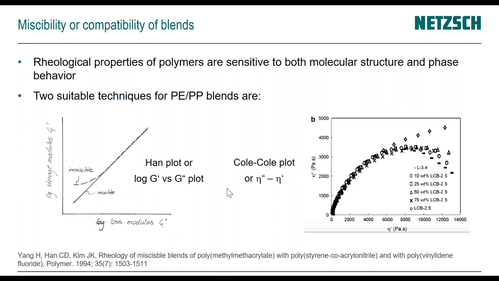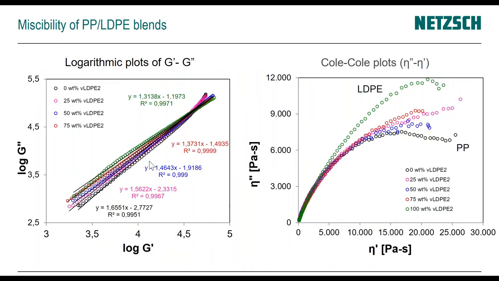And on the right, you see the Cole-Cole plot, where we have the viscous portion of the viscosity over the elastic portion of the viscosity, and that follows this curvature. If it follows this curvature, we can also know it's miscible. I personally, if it works, prefer the Hahn plot because it's a little easier, but I want to show you how that looks for the different blends that Dr. Onate investigated. You see on the left the Hahn plot.